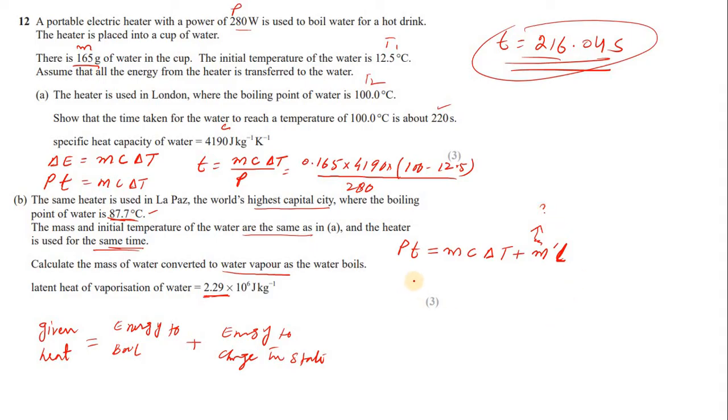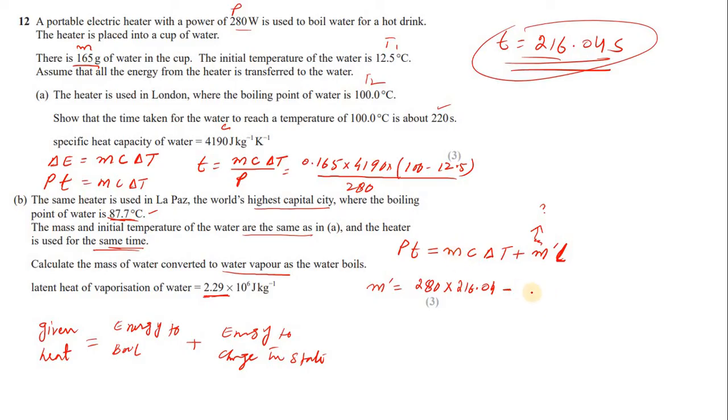So now let's make m dash the subject. I am just saving time: make m dash the subject and substitute the numbers. So m dash is equal to Pt minus mc delta T, divided by L. Pt is 280 times time. Time is 216.04, minus mc delta T.